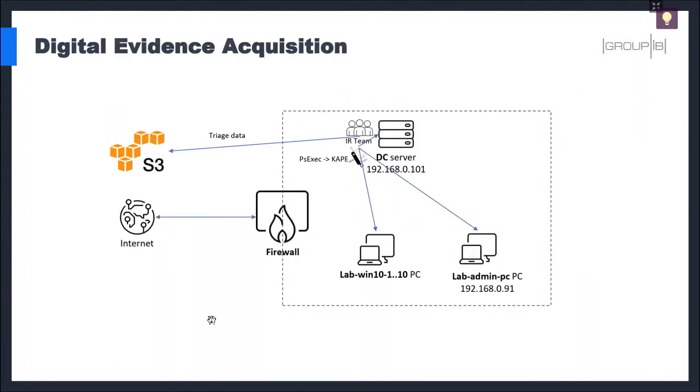frameworks. So, the digital forensic acquisition phase. We have the infrastructure, we have the incident. Now we are going to collect all the data to analyze it. So our incident response team engaged ATT&CK, which launched CAPE to create the triage and acquire it to the Windows share on the domain controller, and all the triage data is sent to Amazon S3.